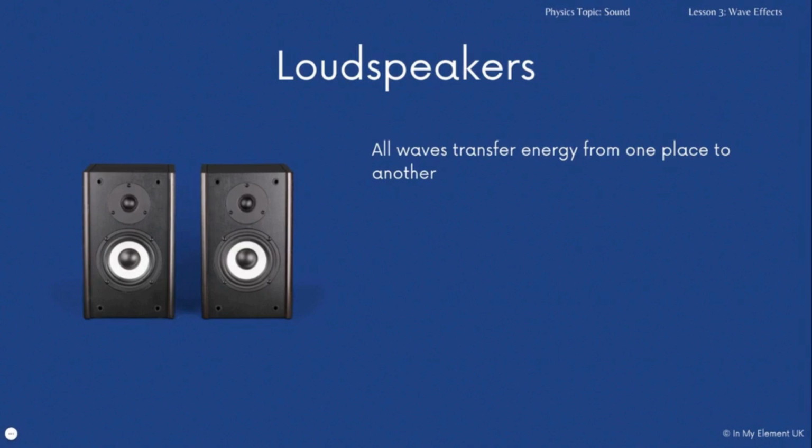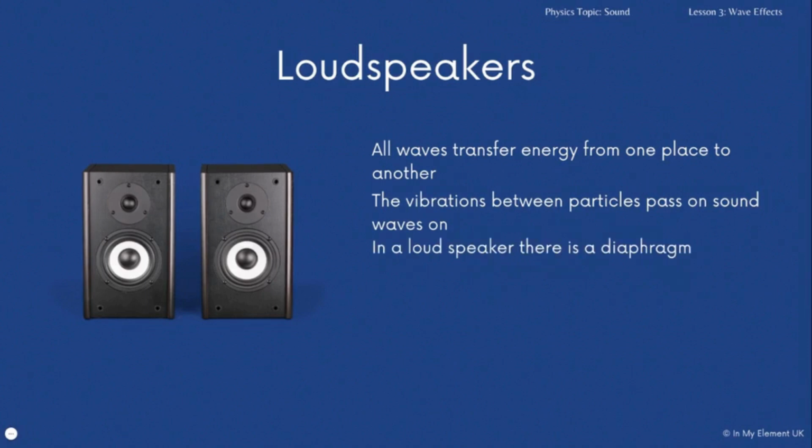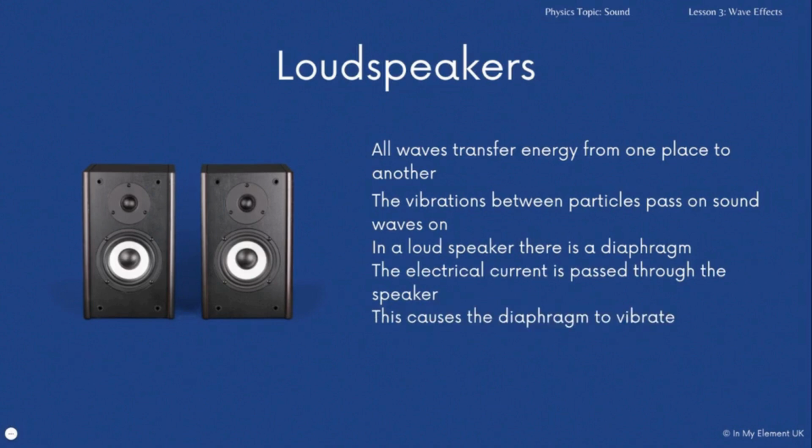So all of the waves transfer energy from one place to another. We know that from what we've done on light waves and water waves as well. The vibrations between the particles pass the sound waves on. And then in the loudspeaker, there's a diaphragm. It's almost like a sheet. The electrical current goes through the speaker and it causes the diaphragm to vibrate. It will vibrate at different rates, but as it vibrates, the sound waves are passed on.